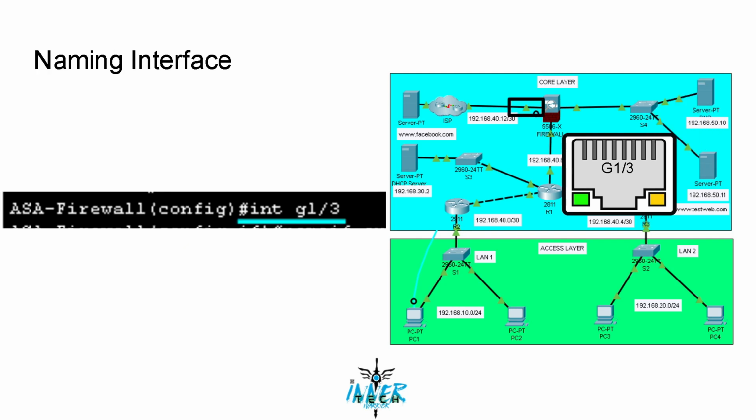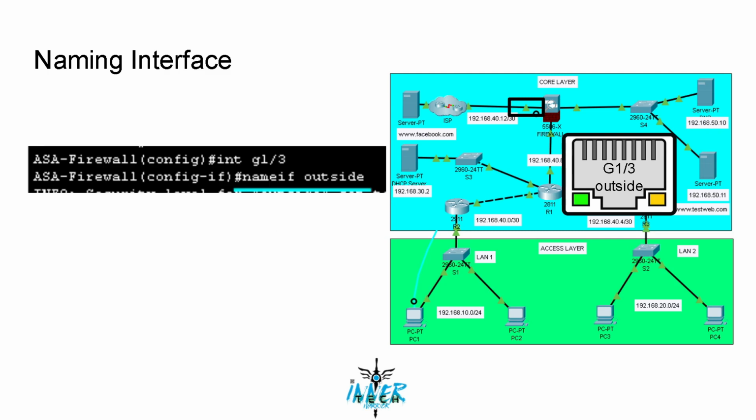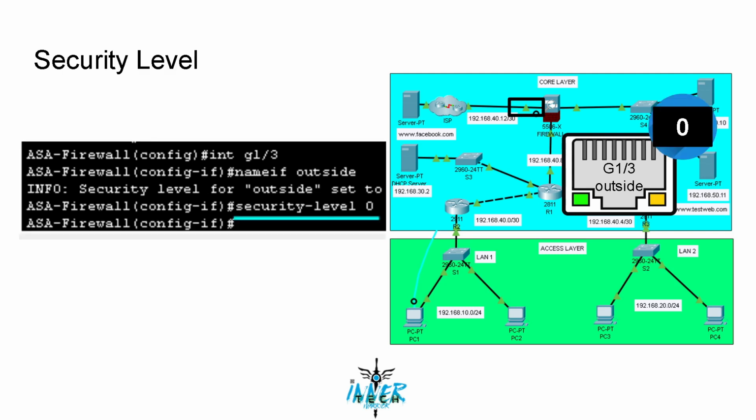Finally, let's go into interface G1/3. We know that this interface is in the outside untrusted zone, so let's name it outside. As this is the untrusted zone, let's put in the security level 0 command.